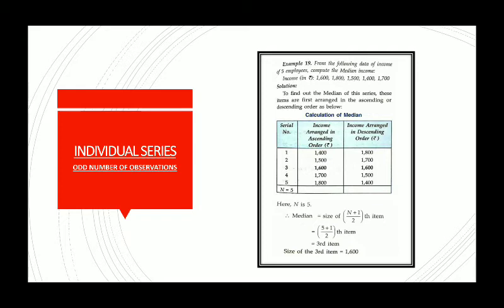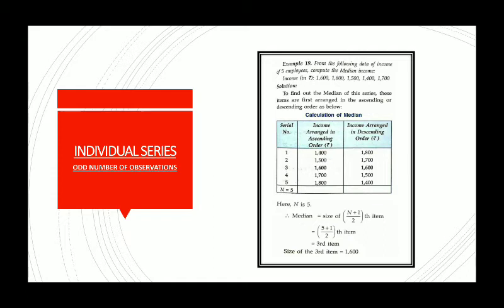Serial number 1, 2, 3, 4, 5 is given. Income arranged in ascending order starts with 1400, moving to 15, 16, 17 and 18. Alternatively, you can arrange the income in descending order as well, but both are not required. Any one can be done. I have given both here so that you can see that whether you go with either, your answer will be the same. So see here, the number of observations n is 5.